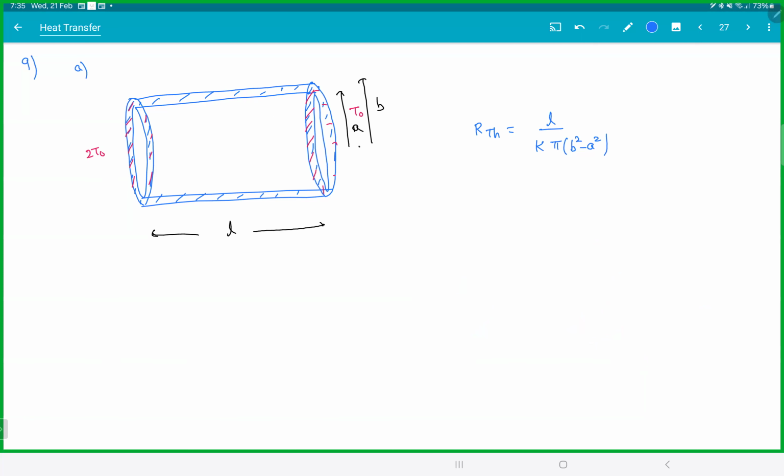Aryan, Adrit, didn't get the first one. What is the formula? Heat is flowing in this direction, right? So what is the length? L only. What is the area? This cross-section area, isn't it? What is that area? Pi B square minus pi A square. Where is the heat flowing from? Inside to outside, right?